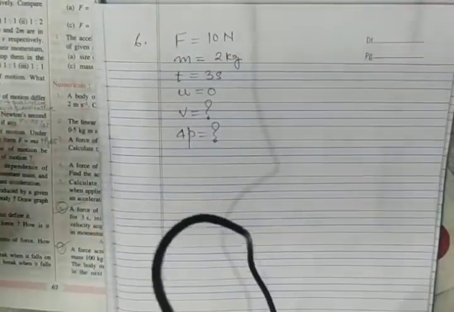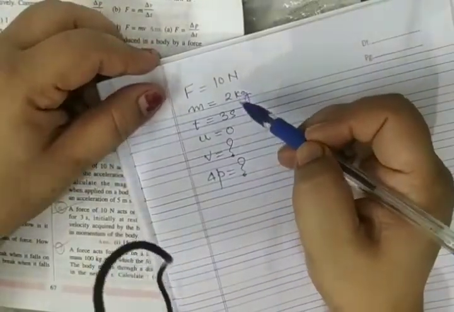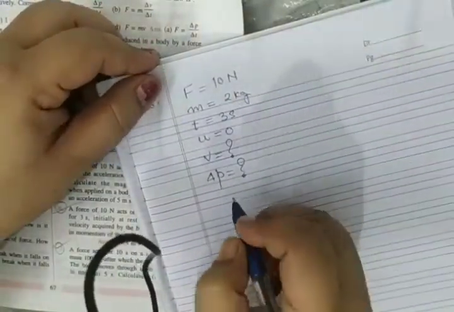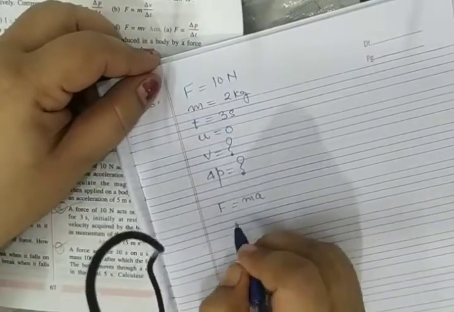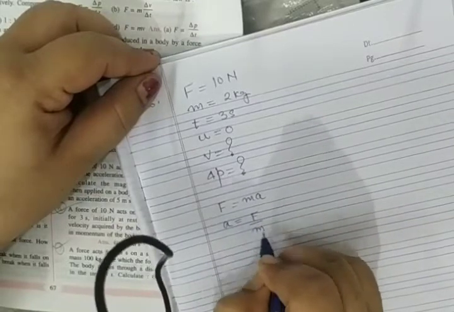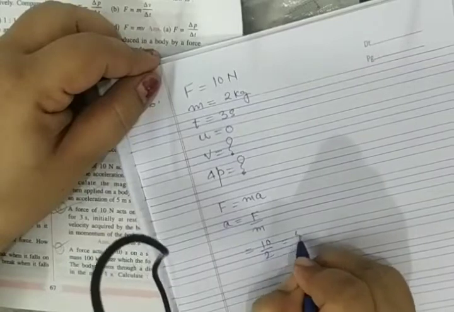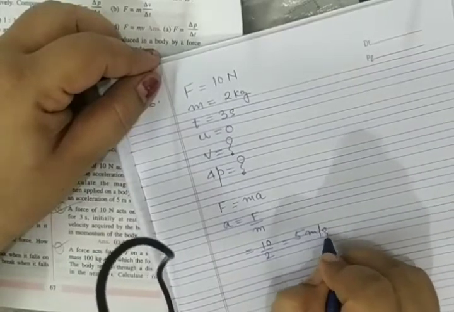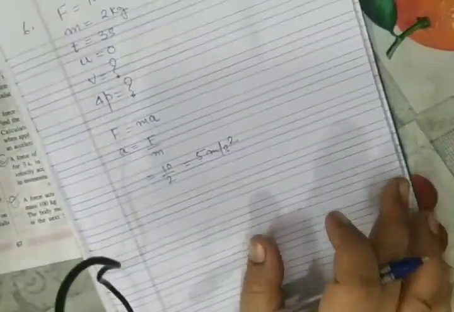See, F is given to you and mass is given to you. So from here you can get F is equal to ma. Fine, this formula you already know. So you can find the acceleration from here. This becomes 10 upon 2. That gives you 5 meter per second square. This is the acceleration of the body.